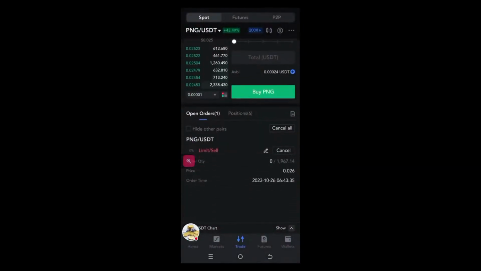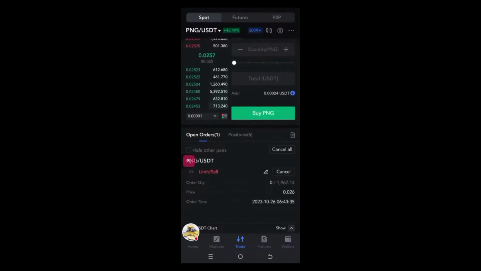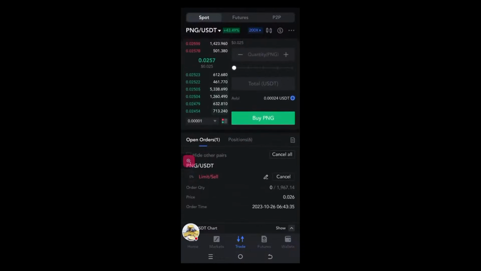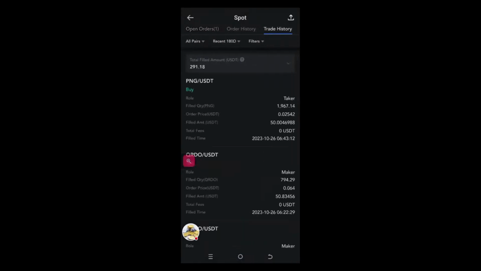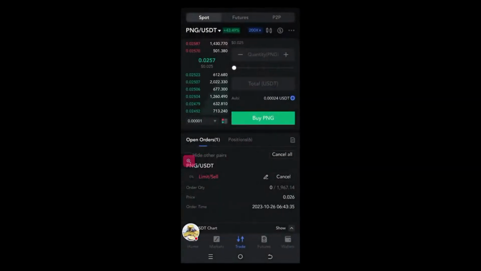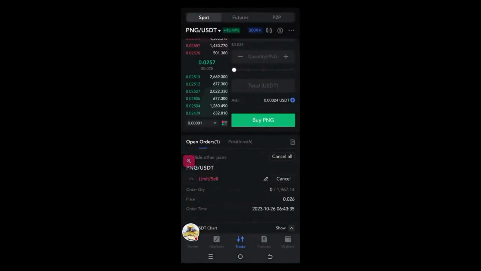Have we cashed out? Let me see. How much did we buy it as? It's supposed to be 26, right? How much did we buy it? I think we bought it at 2542. Let's see what it is now. 257.